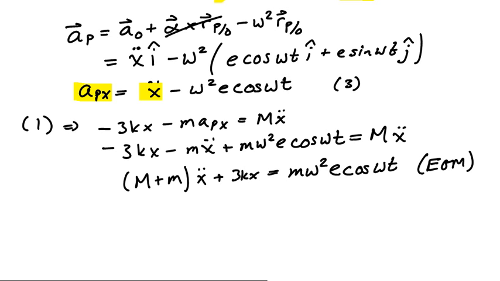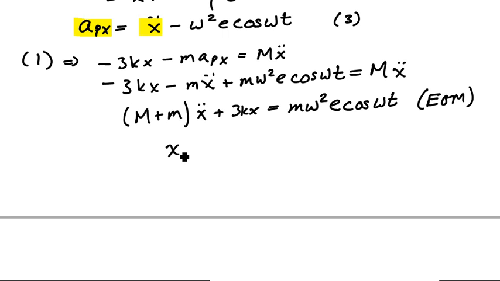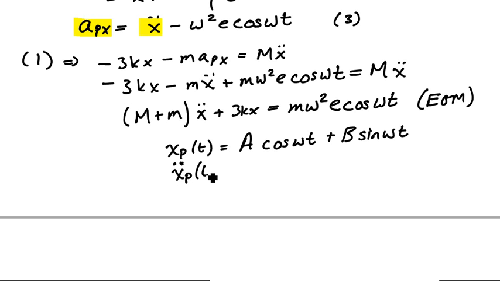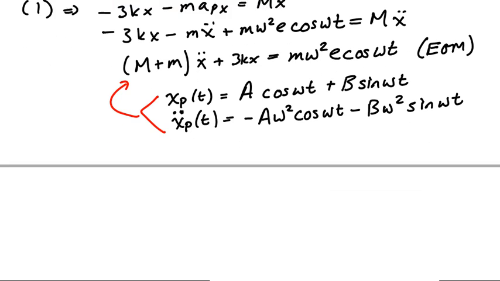Now if I want to solve this equation and find the steady state response x of t, I'm going to do that through the method of assumed solution. In this case, the particular solution x sub p of t is given by some unknown A times the cosine of omega t plus some unknown B times the sine of omega t. I can take two derivatives of that and get that xp double dot of t equals minus A omega squared times the cosine of omega t minus B omega squared times the sine of omega t. I can take both of those results and plug them back into the differential equation of motion.